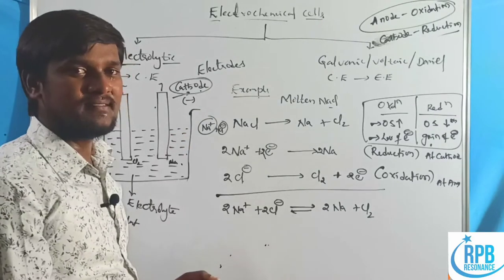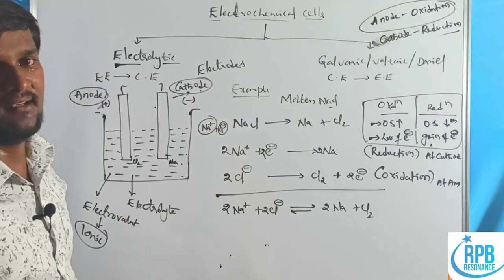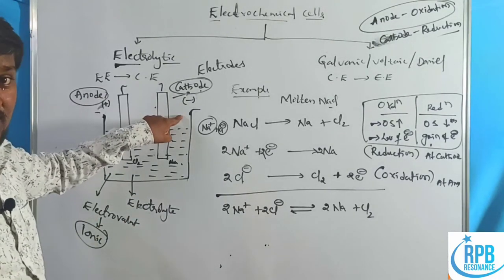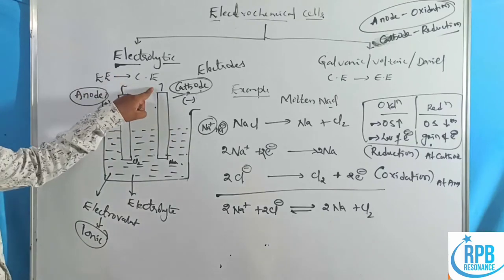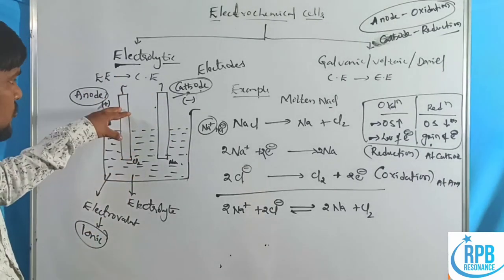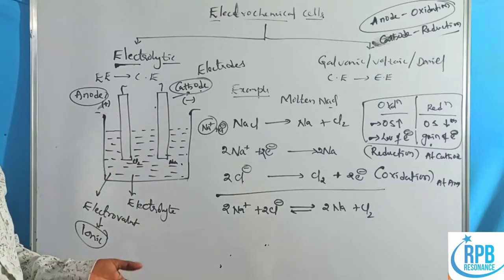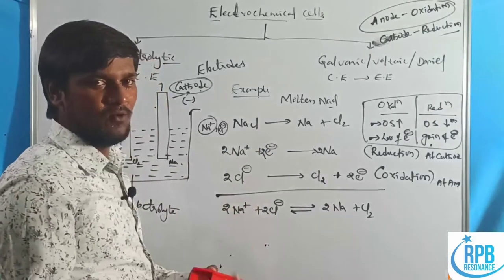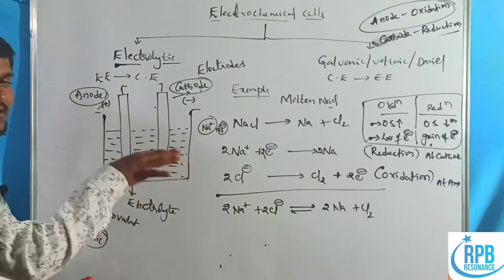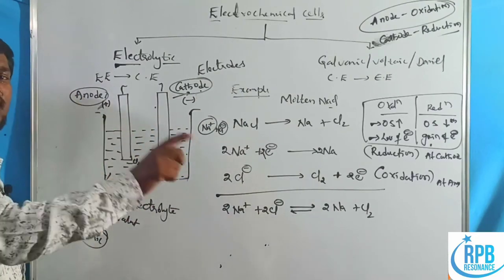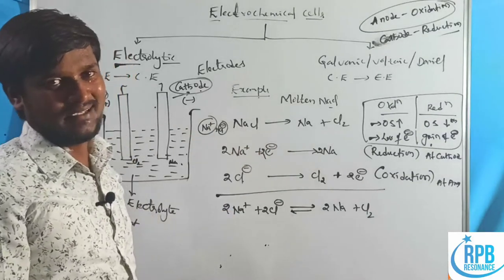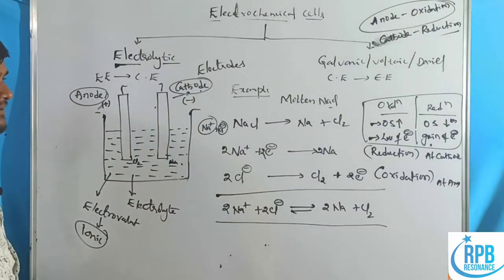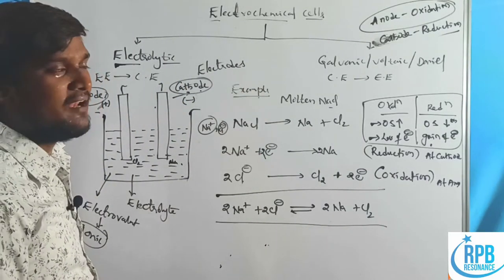So this is the simplest representation and example of an electrolytic cell. Here the anode is positive and the cathode is negative. Please remember it. Here electrical energy is converted into chemical energy. Both electrodes are inert electrodes. They are not involved in the electrochemical reaction. Oxidation and reduction both take place, so it is called a redox reaction. The electrolyte produces both the oxidation product and the reduction product. Here is the overall reaction representation.